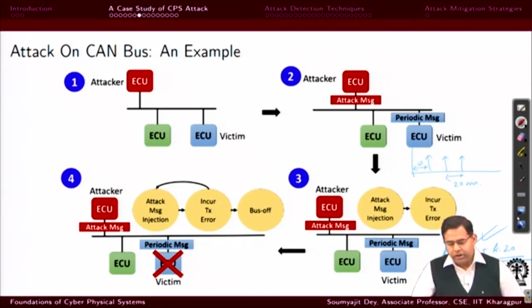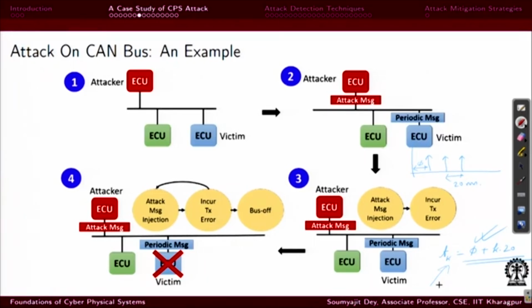So once the attacker has synchronized with this victim ECU, it should be able to send messages exactly at those time instants. Once it is able to send messages exactly at those time instants, you have two messages coming at the same time with the same content, and the attacker will force a transmission error. Now like we said, with multiple such transmission errors, this victim ECU's transmission error count will increase and this will go to the bus off mode, right.